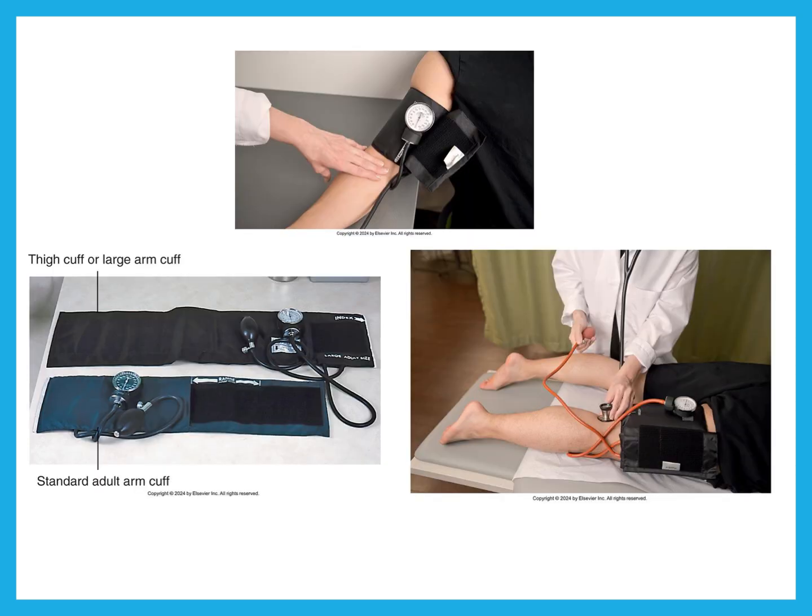So up here you can see someone palpating for the brachial artery. The cuff size looks good. It's not too big, not too small. There's a standard adult arm cuff that fits most people, and then there's going to be a large adult cuff. This is the large adult size, and then they do make a thigh cuff specifically. And this is the procedure for taking a thigh blood pressure if it's been ordered for your patient.